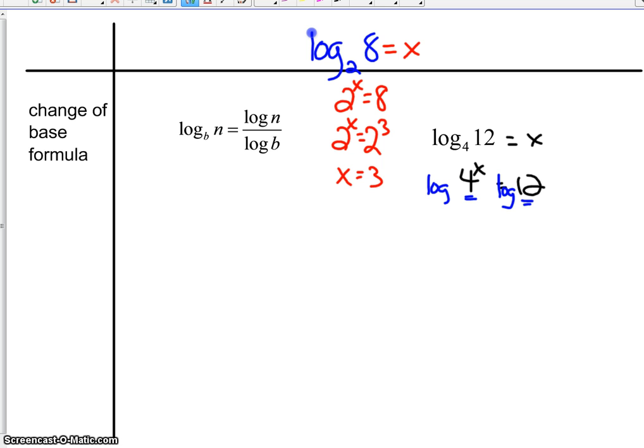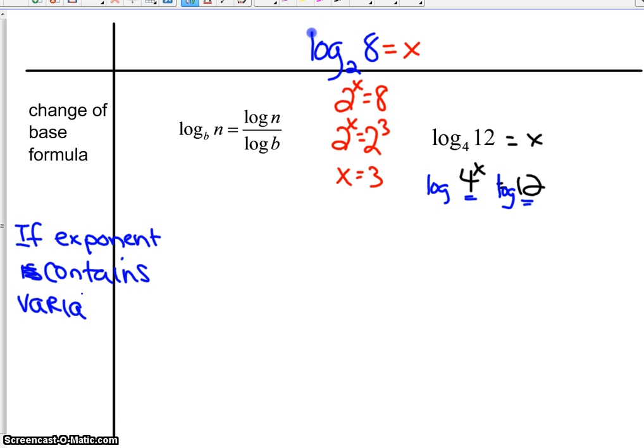Well, people always ask, how do I know that I'm going to use logarithms? What we look for again is if my exponent is the variable, or my exponent contains the variable, that's when I know I have to use logarithms.